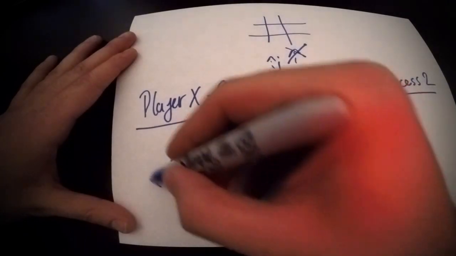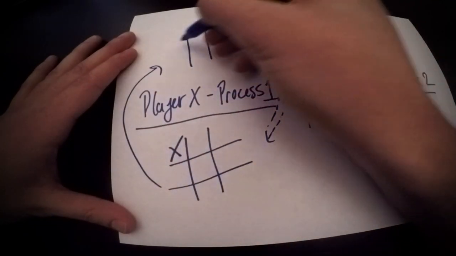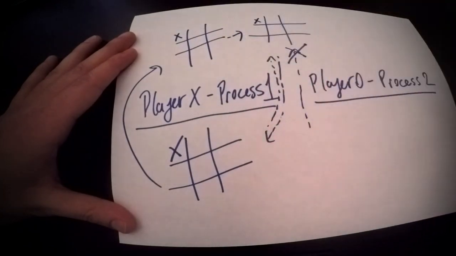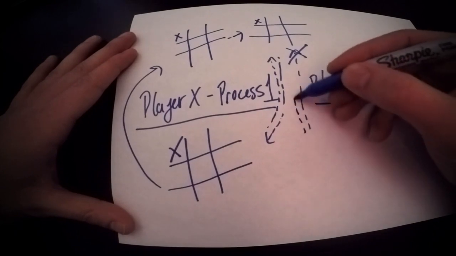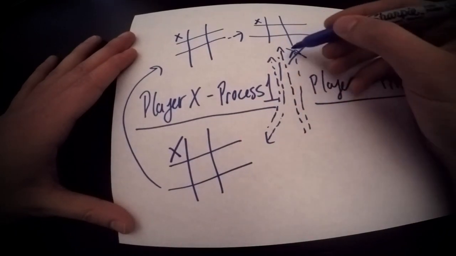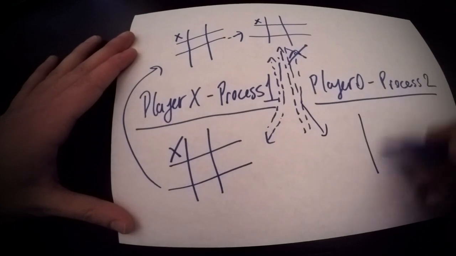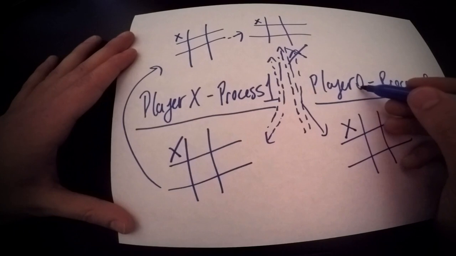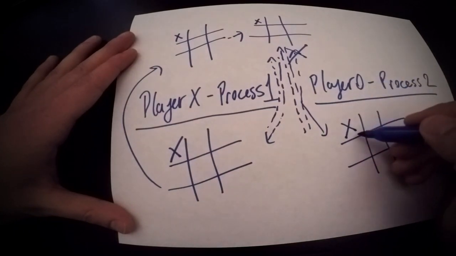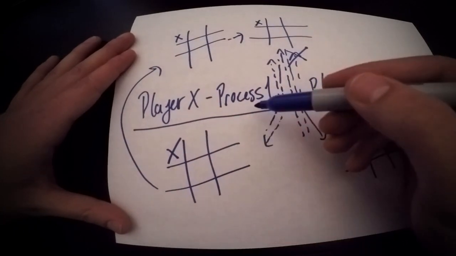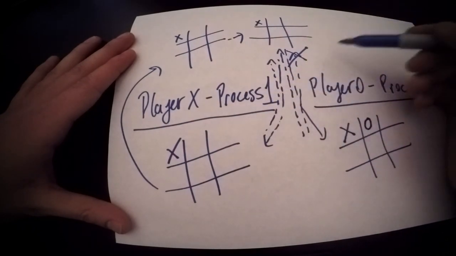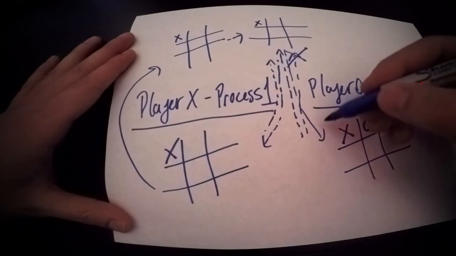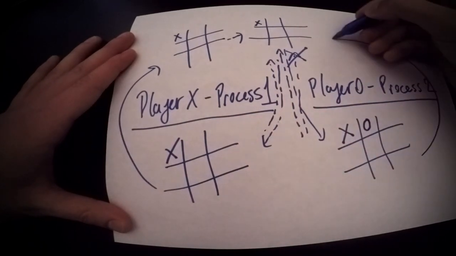So once process 1 is completed with the X, process 2 gets the table, okay, player O gets the table with an X here. Now this changes the scenario because process 1, if it tries, will not be allowed. So once process 2 is done making the change, then it updates the table.